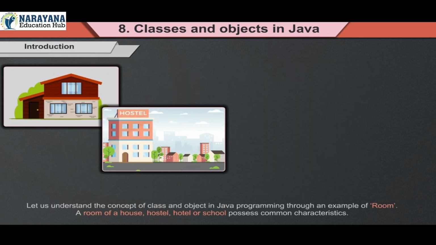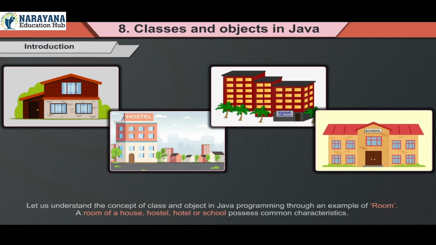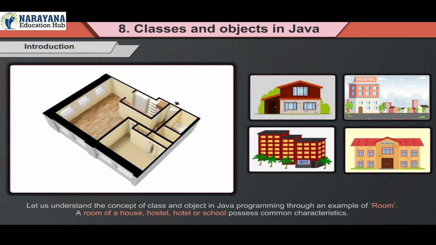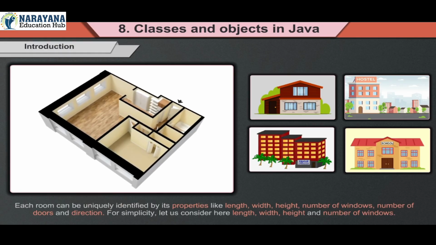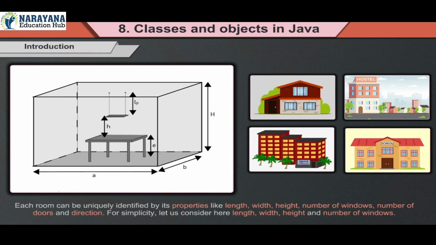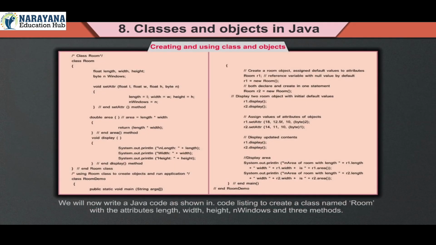A room of a house, hostel, hotel, or school possesses common characteristics. Each room can be uniquely identified by its properties like length, width, height, number of windows, number of doors, and direction. For simplicity, let us consider here length, width, height, and number of windows. We will now write Java code as shown in the code listing to create a class named room with the attributes length, width, height, and windows, and 3 methods.